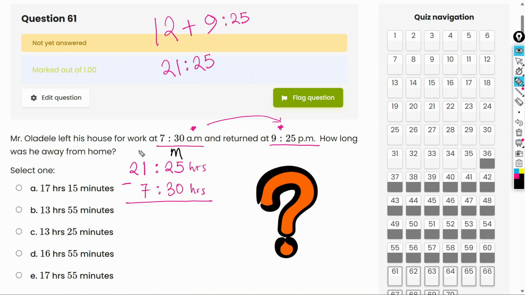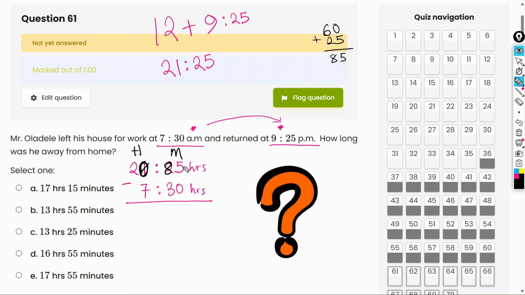So this is our minutes place, this is our hours place. 25 minutes minus 30 minutes wouldn't work. So we need to borrow one from here, and this becomes 20. When we borrow one from here and bring it here, we are moving hours to minutes. 1 hour is equivalent to 60 minutes. So we're actually adding 60 to what's already here. If we add 60 to 25, that's 85. So 85 minutes minus 30 minutes.